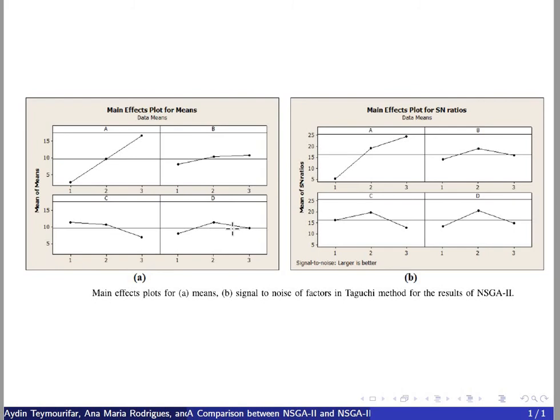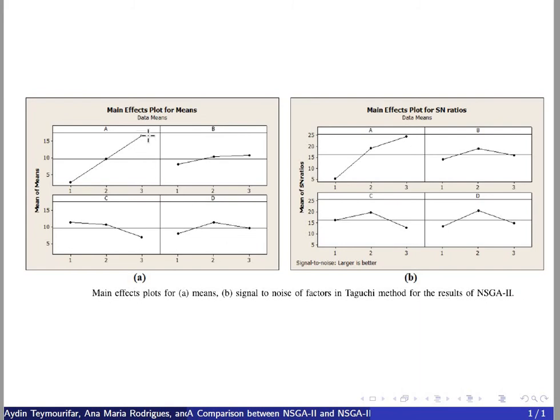Also, in a similar way, there is a consistency according to factor D between these two figures. We say there is a consistency between figure A and figure B for the results of NSGA-II because in the case of factor A, the high level, and in the case of factor D, the medium level goes to the base case.